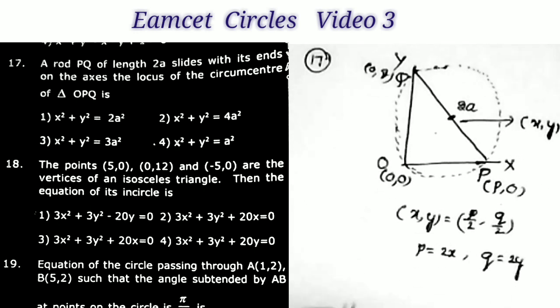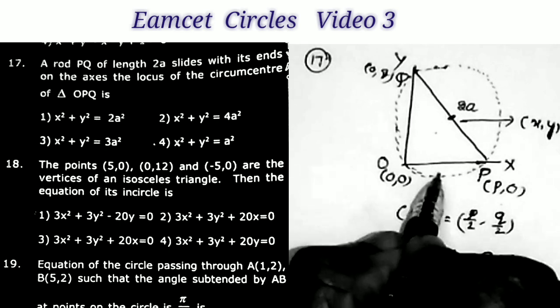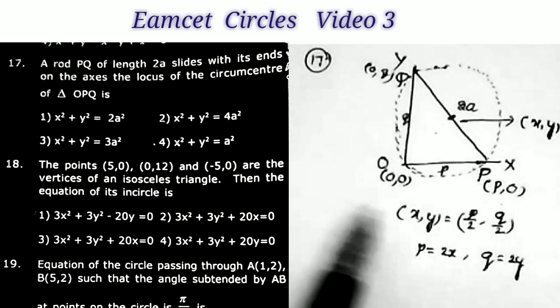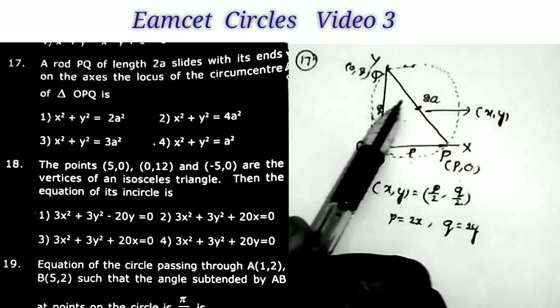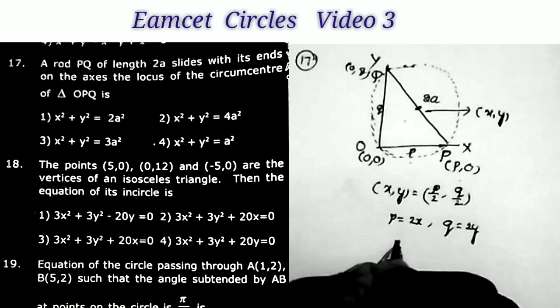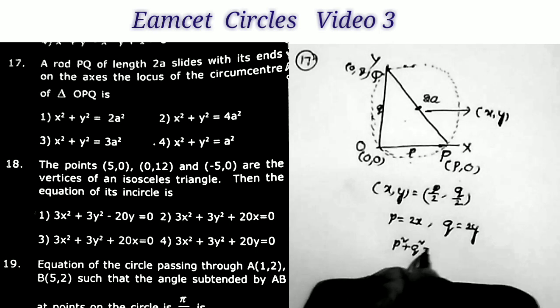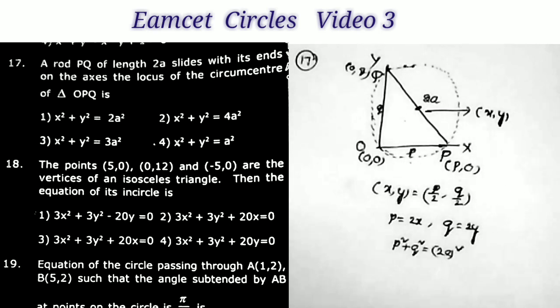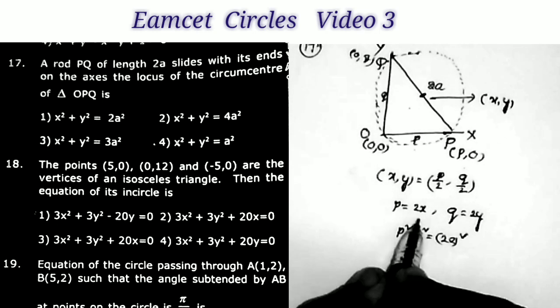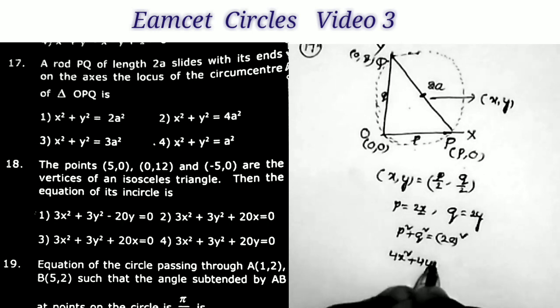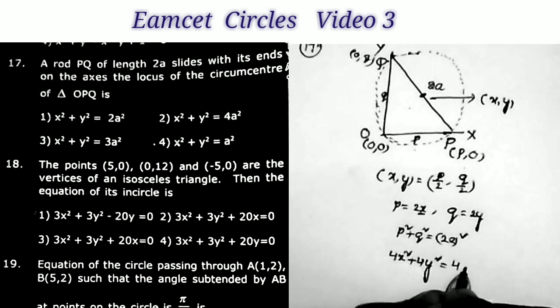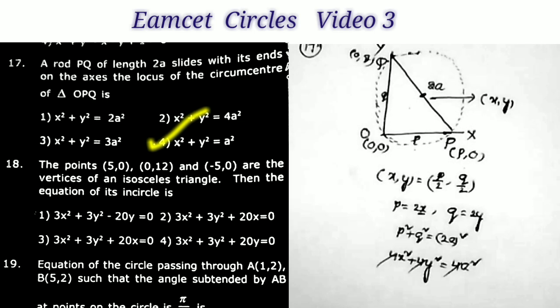Clearly from the diagram, this is the value p and this is the value q, and since it is a right angle triangle, what is the condition? Side square plus side square is equal to hypotenuse square, that is p square plus q square is equal to 2a whole square. But what is the p value? p is 2x, so p square is equal to 4x square and q square is equal to 4y square, and this is 4a square. Therefore, the answer is x square plus y square is equal to a square, and that is the last option. That's all.